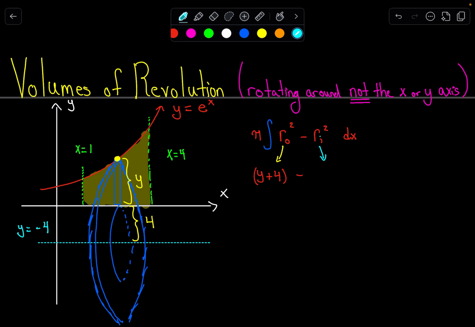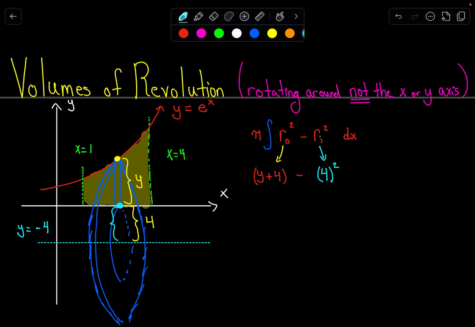Well, in this case, my bottom function is just the very simple x-axis. It's the line y equals 0. So not much to do there other than identify that my inner radius is just going to be that distance of 4 right there. So I'll have 4 quantity squared. And this is how you can address a problem like this.